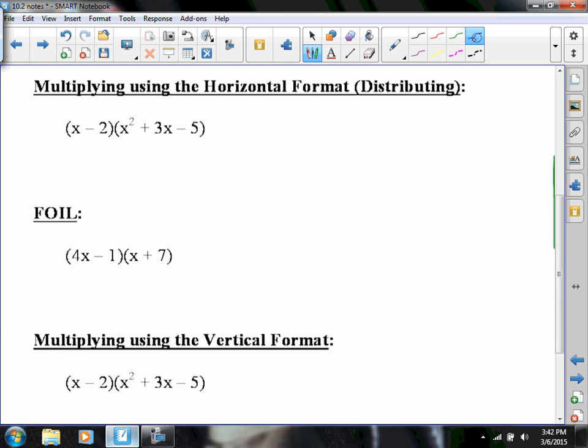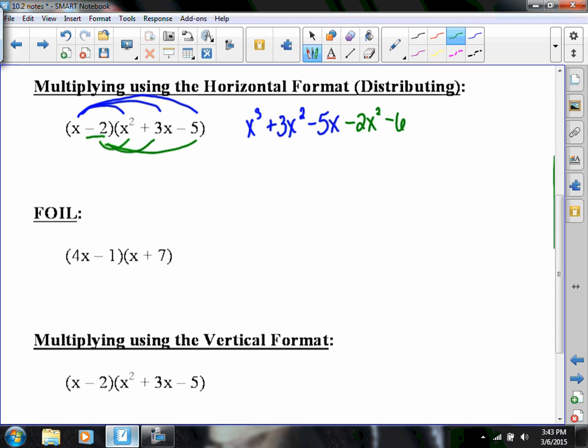And when you're multiplying using the horizontal method, it's just like doing distribution. It's like double distribution or triple distribution. So I'm going to take this x and multiply it by every single term in the trinomial. So x times x squared is x to the third, and then x times 3x is 3x squared, and then x times negative 5 is minus 5x. Then I'm going to take the negative 2 and multiply it by every single term in the trinomial. So I'll have minus 2x squared minus 6x plus 10.